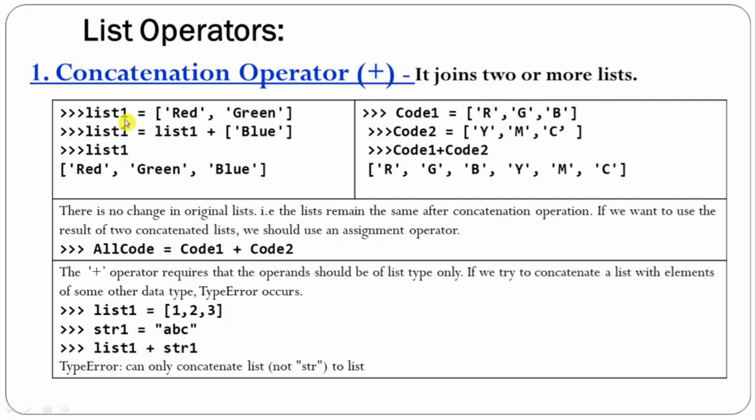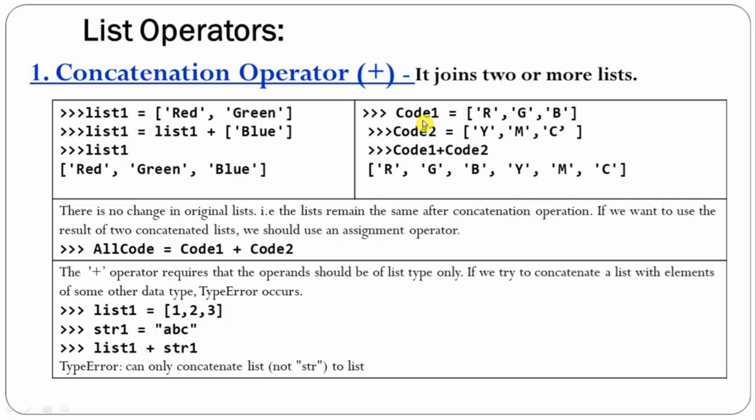A list object list1 is having two values, red and green, in it. In the next statement, list1 = list1 + blue. With the existing list1, a new list with a value blue is added. So the resultant list1 will contain red, green and blue.